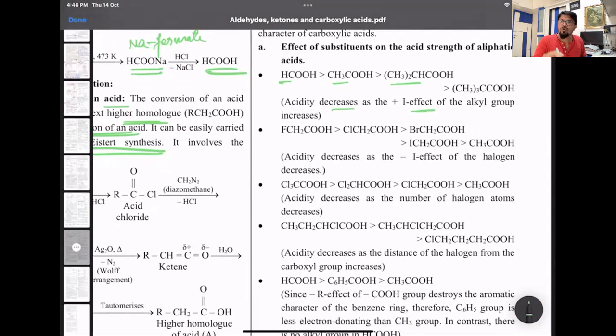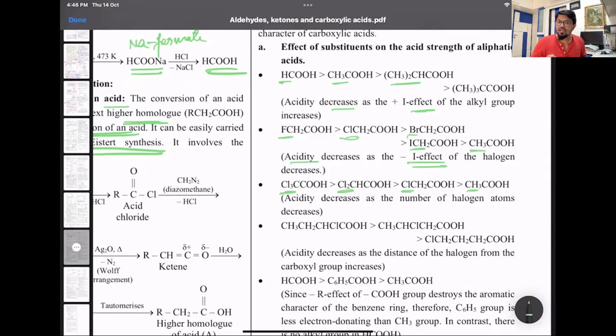Second, the presence of an electronegative atom will increase the acidic strength. So fluoroacetic acid, chloroacetic acid, bromo, iodo, and then acetic acid. So acidic strength increases as minus I effect increases. Second, the more the number of halogen atoms, the more the acidic strength. Acetic acid, monochloroacetic acid, dichloroacetic acid, and trichloroacetic acid. So we say acidic strength will increase as the number of halogen atoms increases. Acidity decreases as the number of halogen atoms decreases.